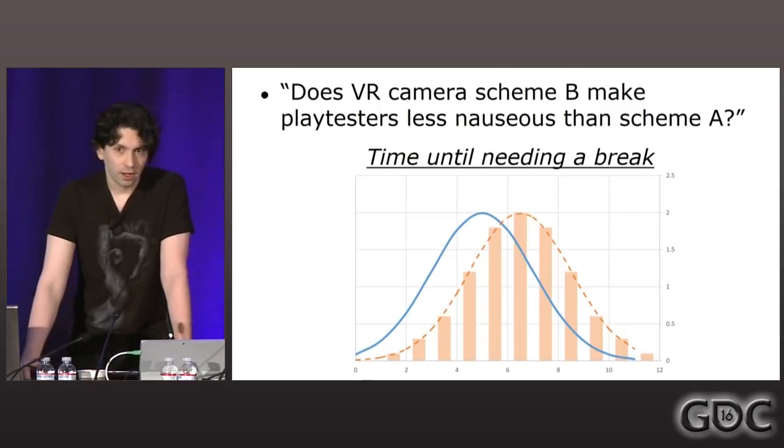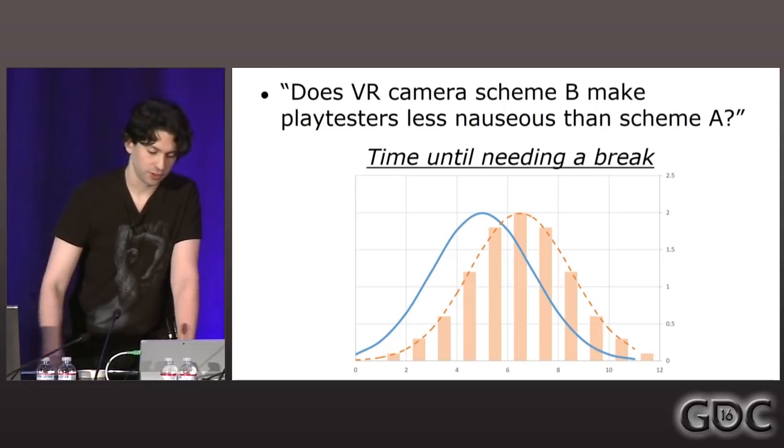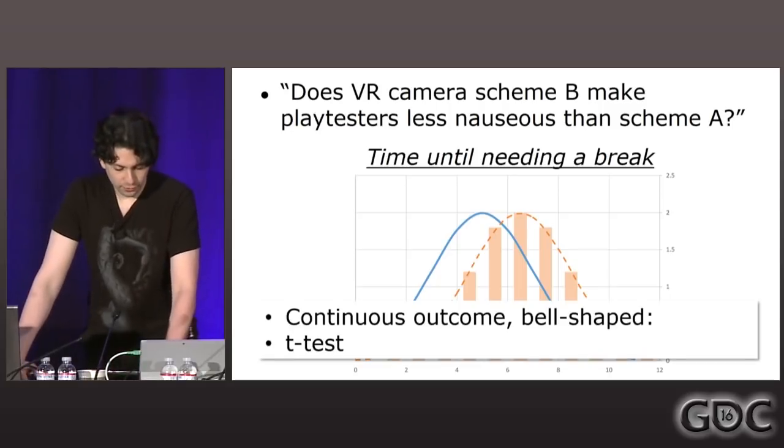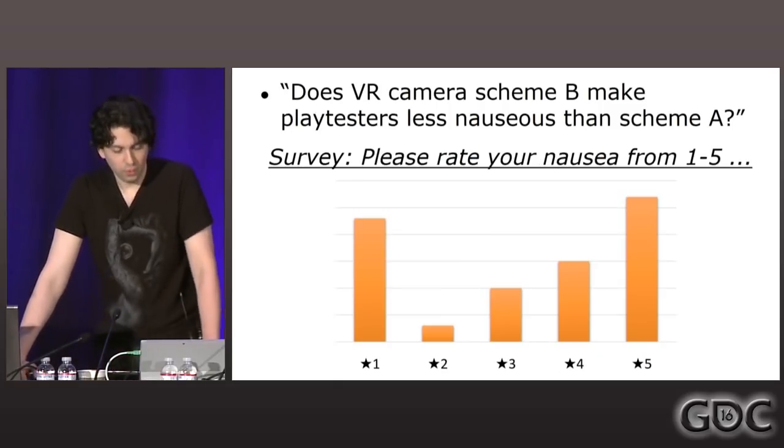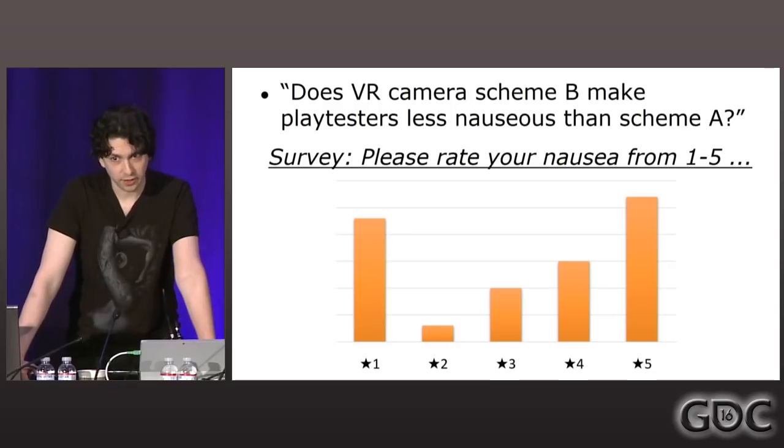What if we're measuring how long they're able to play before they need a break? It's a continuous outcome. It's kind of bell-shaped, probably, so you can use a t-test for this one. What if we've asked them to rate their nausea from 1 to 5?